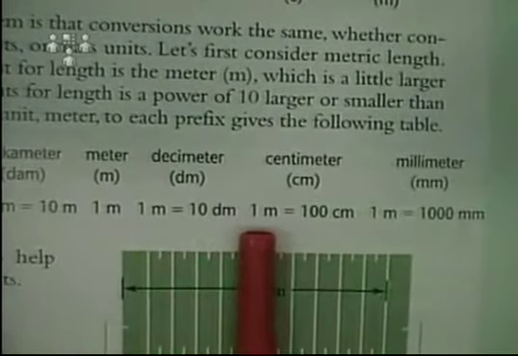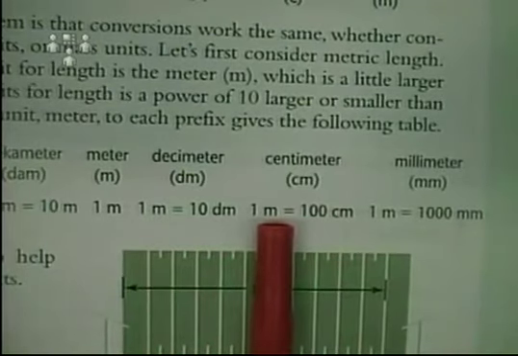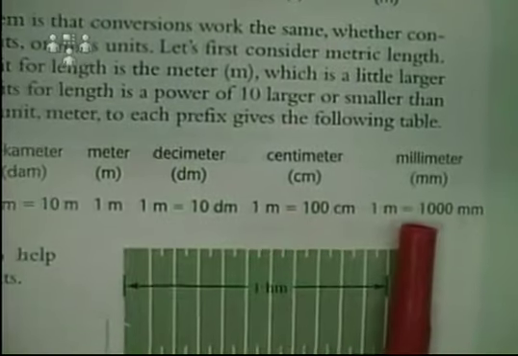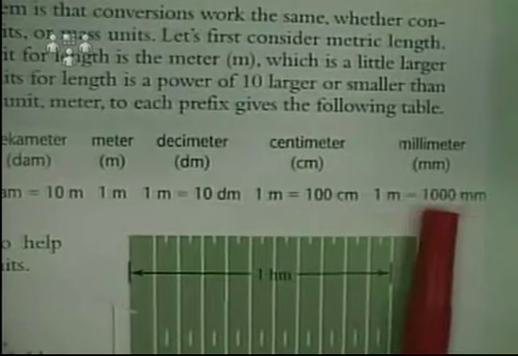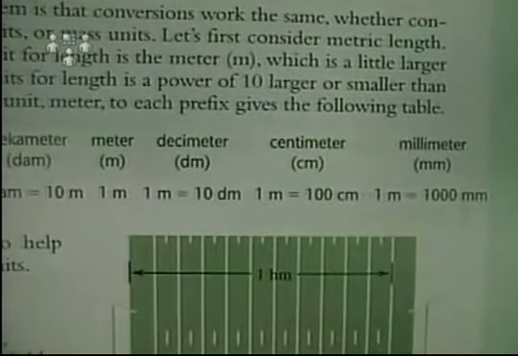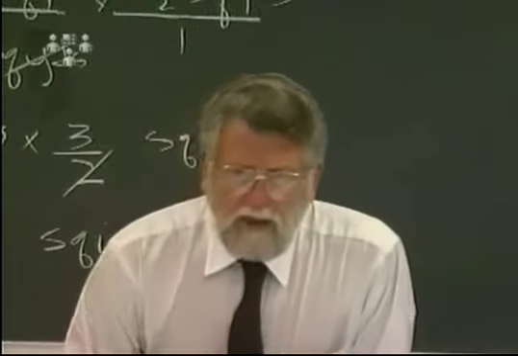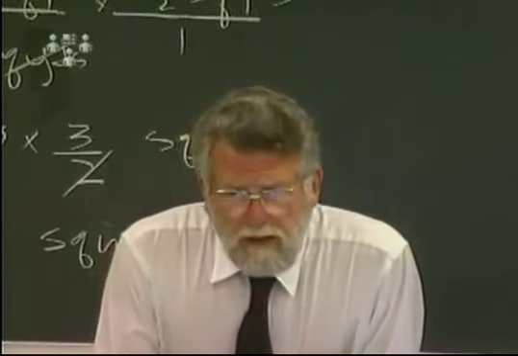Okay, so in essence, if you take 100 of these, you get the meter, and that's what I just illustrated with the meter stick. And this is the one that we use so often in science, the millimeter. It is an mm, and there are 1,000 of them in a meter.